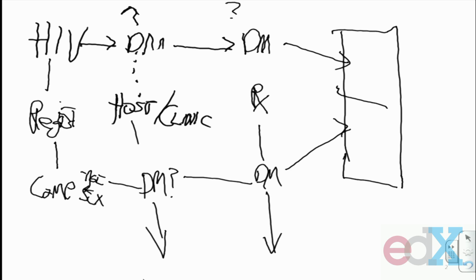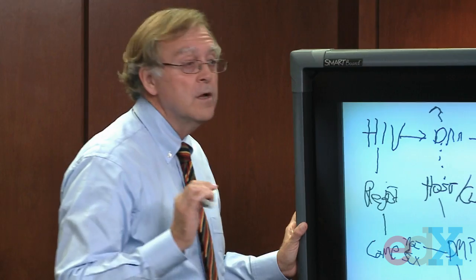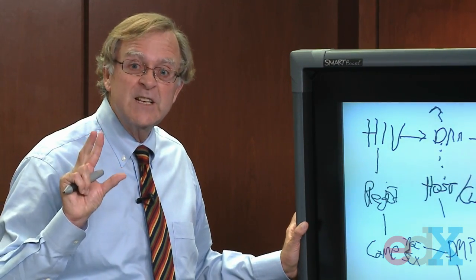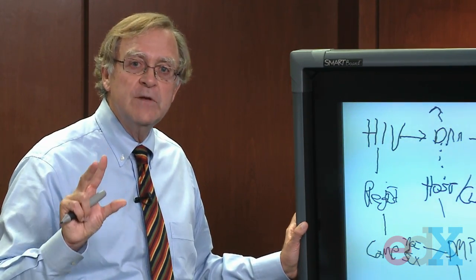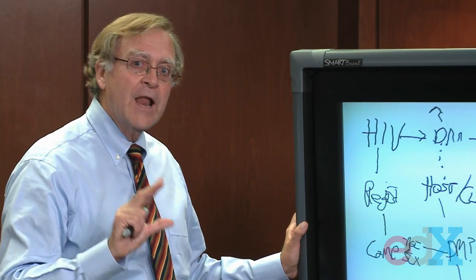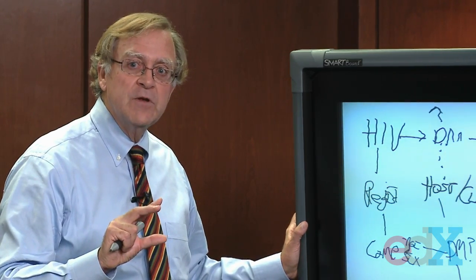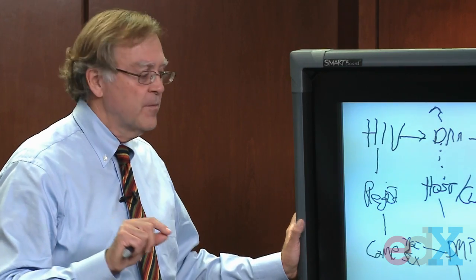We have a group of people with HIV and a group of controls or comparators who don't have HIV. They've got the same distribution of age, they've got the same distribution of sex, they're alive in Denmark at the same time.